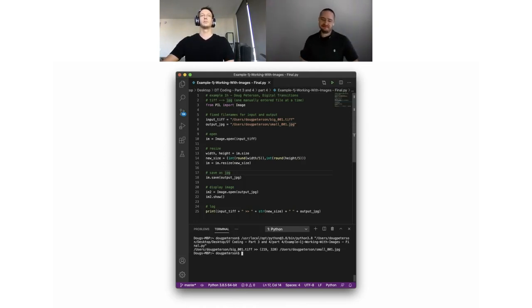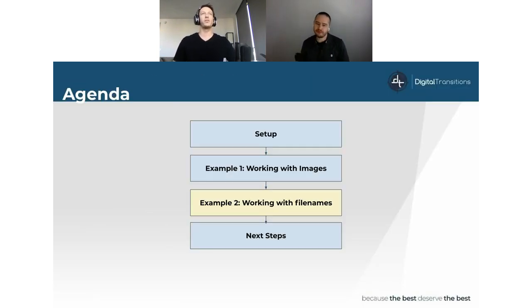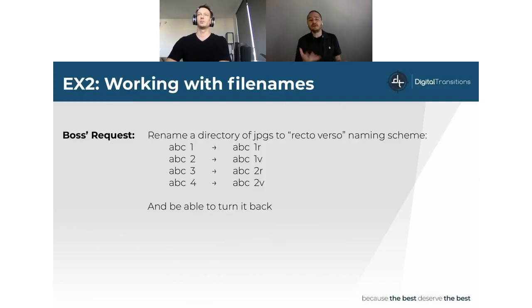Sure thing. Very good. So we are now on to example 2, working with file names. In this example, just like with example 1, we're going to have a boss's request. We have a directory of JPEGs. So you went through and you shrank each one at a time with Doug's script. And we want to rename those JPEGs to be a recto verso naming scheme. So you can see here where we're going to take something that's like ABC1, and we want that to be ABC1R. ABC2 is going to become ABC1V. R for recto is in front, V for verso is in back.